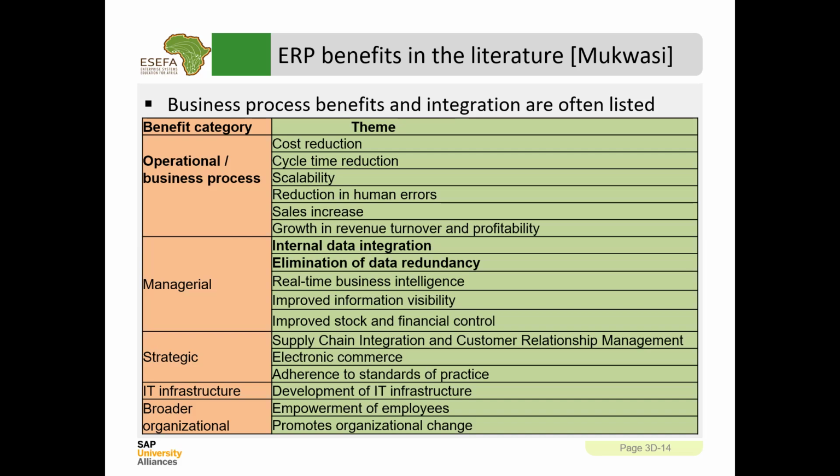There's improved information visibility. Yes, it's clear. So it's not that the manager is holding a record that is different from that of finance or production. Production and whatever they are taking from the warehouse balances what has been used in production. So there is real-time business intelligence and information visibility. There's improved stock and financial control, as I said. So whatever goes out of the company is updated.